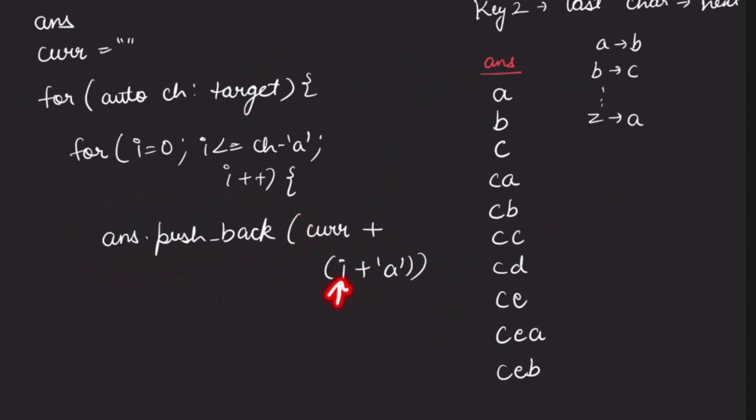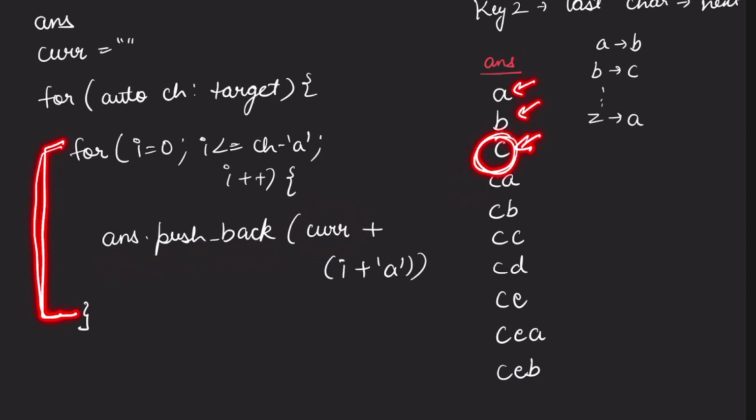So basically I was an integer over here. That is why we added A to it. So this will give us a character which will be appended at the last of current, and it will be inserted inside our answer, right? And we can complete this loop here. Now, for all these characters, this loop will run, right? After this for loop, C will be present on your screen, right?